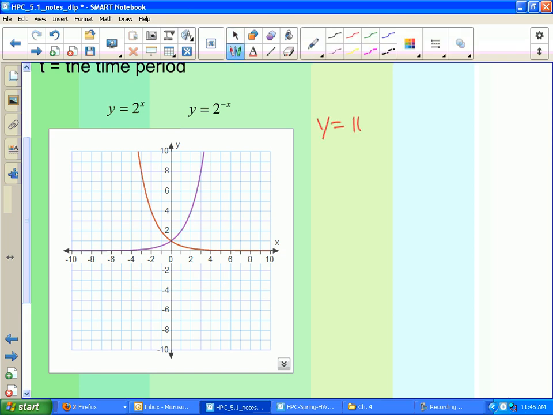y equals 10 to the x? How would that look different than this y equals 2 to the x? Well, it's going to look very much the same thing. It's just going to stretch a little bit differently vertically. So it's going to still go through that point.